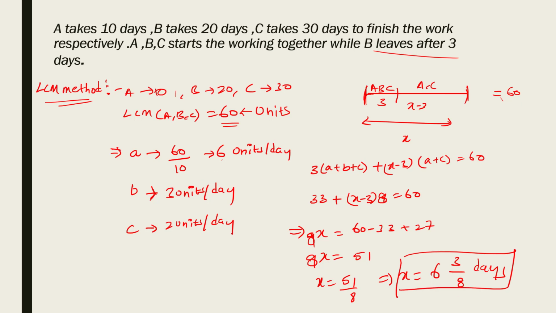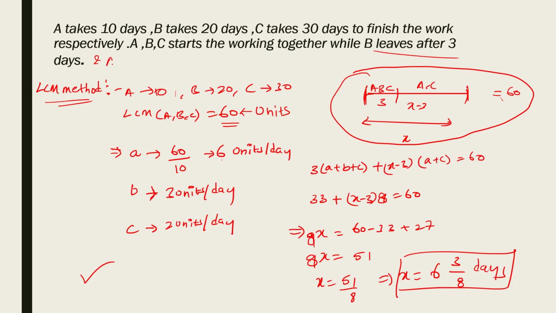So you see, in the LCM method it was easy. The calculation part took somewhat less time than the unit method. So I prefer the LCM method, and the important part of problem solving is the figure. So if the question is like ABC start working together while B leaves after 3 days and A leaves after 4 days, then the figure changes.